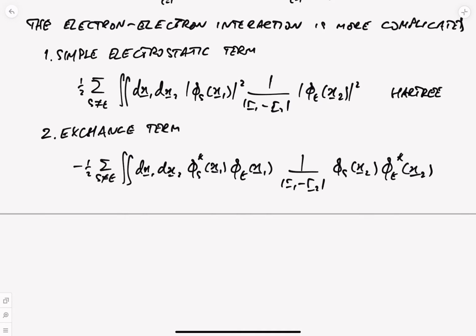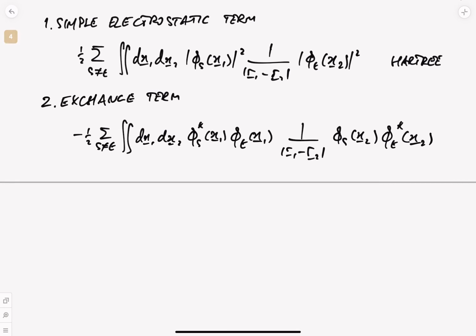So you might like to compare those two terms, and you can see that in the first term the x1 coordinate was only found with phi s and phi s star, so we could make the square modulus, whereas in the second term that is not the case. And this second term, the exchange term, is incredibly important quantum mechanically. It's something that density functional theory does not evaluate explicitly, and we need to be aware of that.